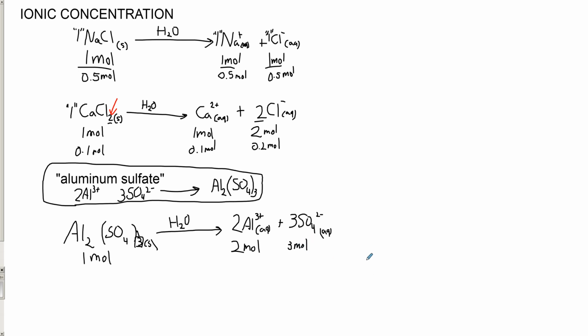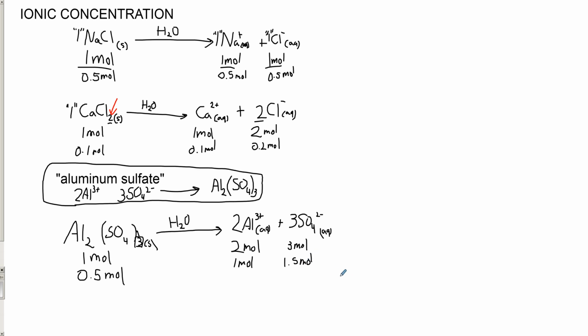And again, this is proportional. It's like if you say, okay, 1 bicycle has 2 wheels. How many total wheels do 5 bicycles have? 5 times 2. Boom. So if I have, for example, 0.5 moles of aluminum sulfate, 0.5 times 2 would be 1 mole. And 0.5 times 3 would be 1.5 moles of sulfate ion. So that should make a little bit of sense.